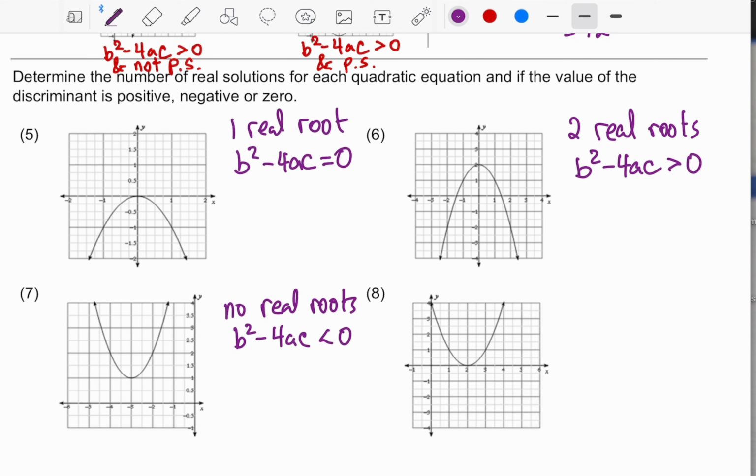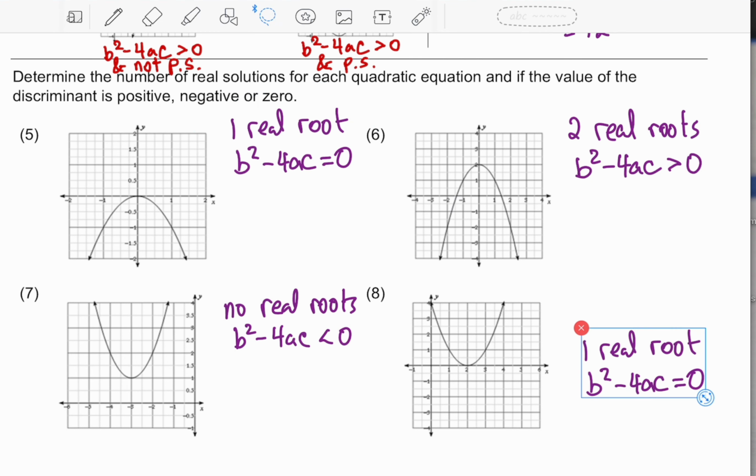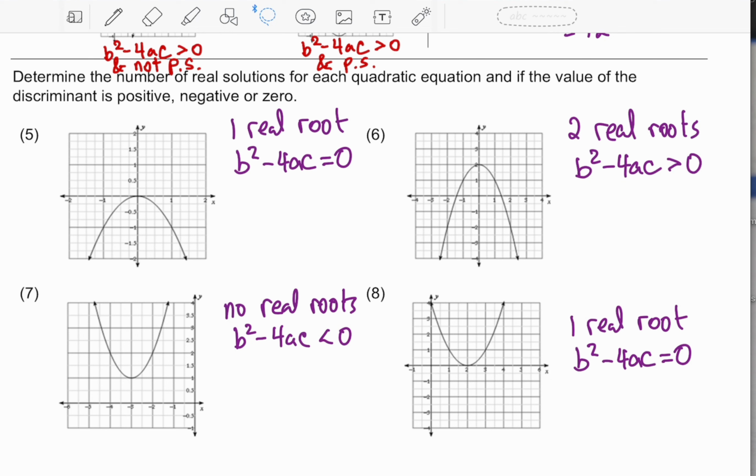And then number 8, we're back to square one here. It's the same answer as number 5. It appears to only touch the x-axis once. So one real root, the b squared minus 4ac has to be equal to 0. Something else that I guess you should be mindful of, but I can't see how it would be an issue. Sometimes it could look like the parabola only crosses the x-axis once, but if you really, really zoom in, it might cross more than once.